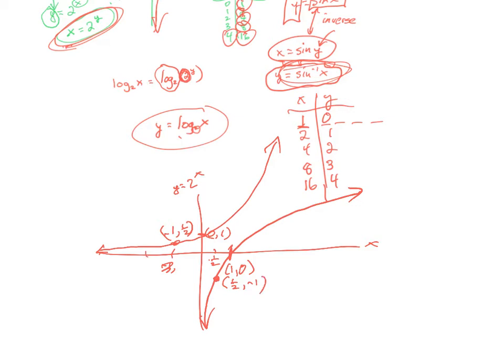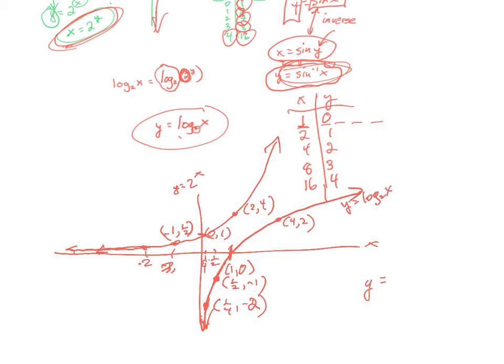2 to the negative 2 is 1/4. So at 1/4, you're going to have negative 2. As this gets smaller and smaller, it approaches negative infinity, and the y value approaches 0. So here, the x value approaches 0 as the y value approaches negative infinity. Over here you have 2 comma 4, because 2 to the power of 2 is 4.